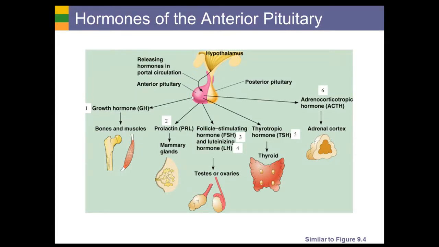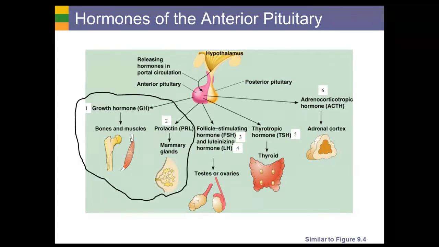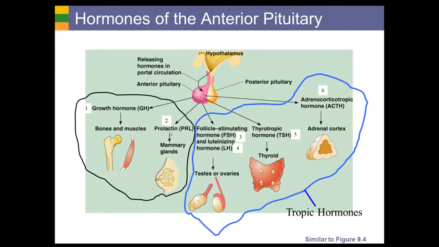All right, this is the image from your book. Here's your anterior pituitary gland. It's going to secrete these 6 hormones in response to hormones from the hypothalamus, right? So this is the hypothalamus saying secrete or decrease secretion of any number of these hormones. These are your 2 non-tropic hormones. They do not target endocrine organs, growth hormone and prolactin. These other 4 target other endocrine organs.